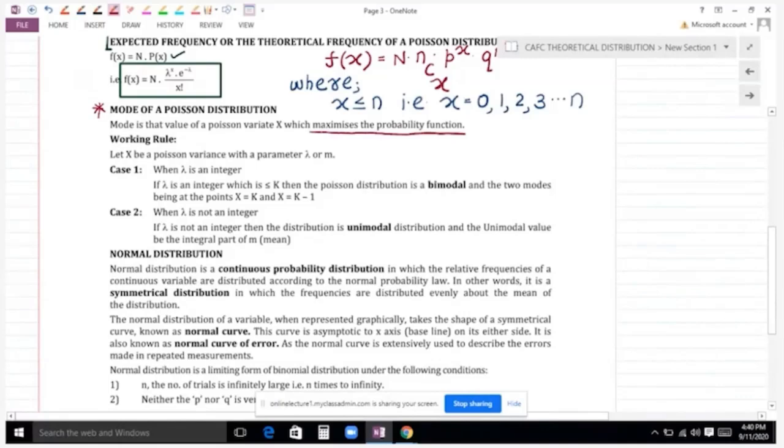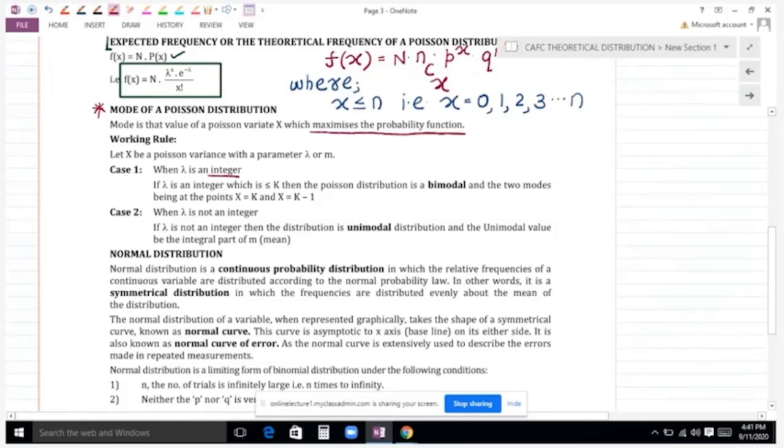And see the working rule. Let x be a Poisson variate with parameter lambda, or m. And again, there arise two possibilities: case 1 and case 2. Case number 1, when lambda is an integer.